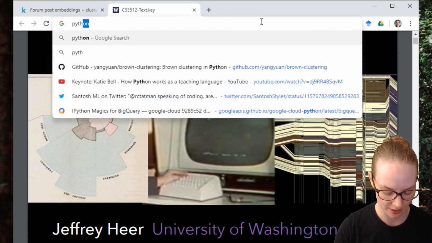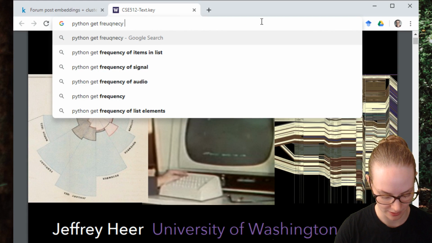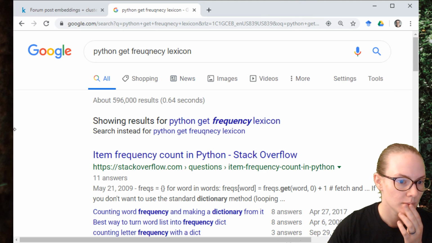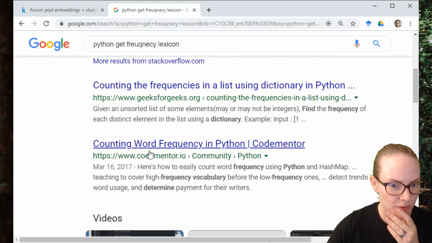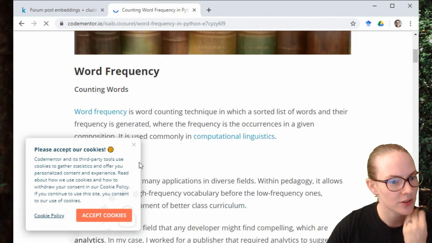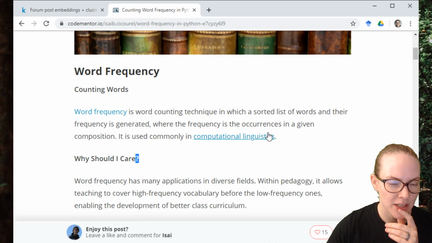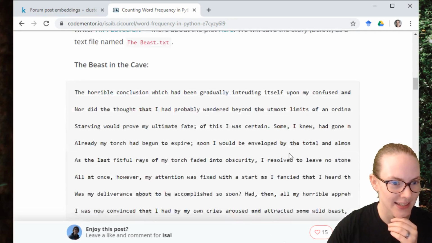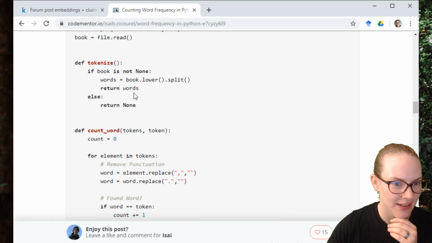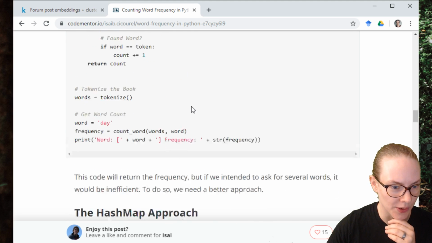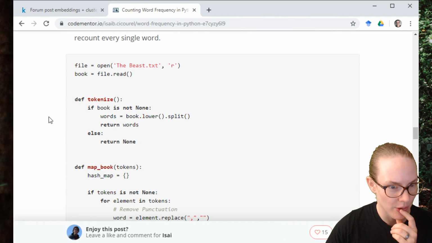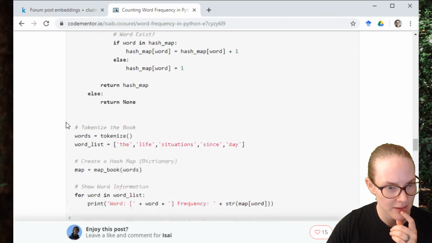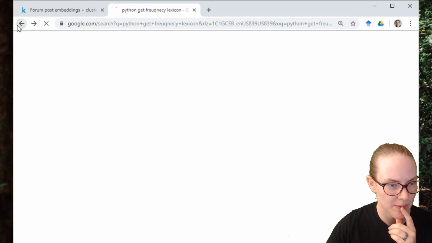Python get frequency lexicon. Count frequency in the list, word frequency counter in Python, Code Mentor. Word frequency is a word counting technique. Okay, fine. Tokenize, count words, word.tokenize. Hash map approach. All right. I'm actually looking for a function that will do this for me.